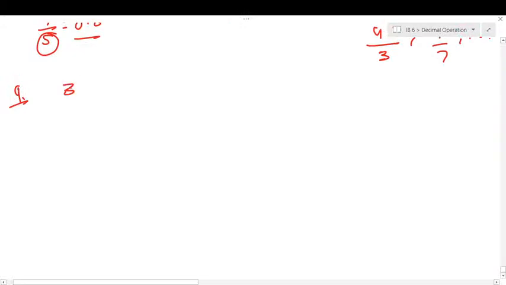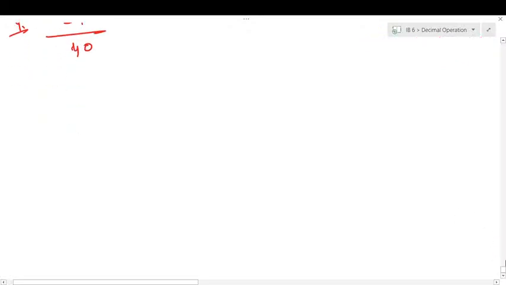Let you convert 37 over 40. Can you convert this? How will you convert it? First you tell me whether it is terminating or non-terminating. So which one? 37 over 40.